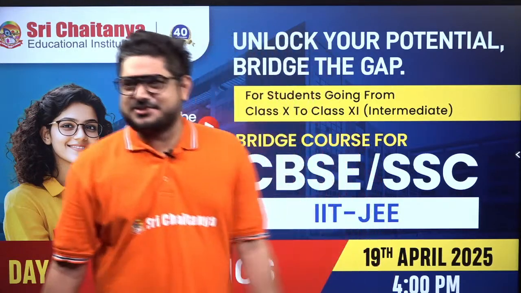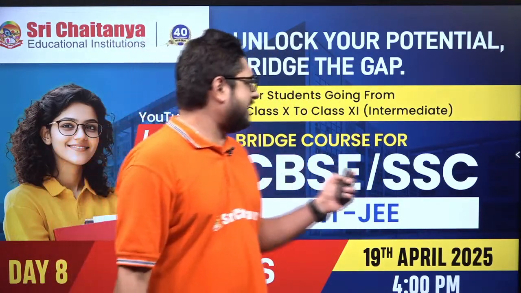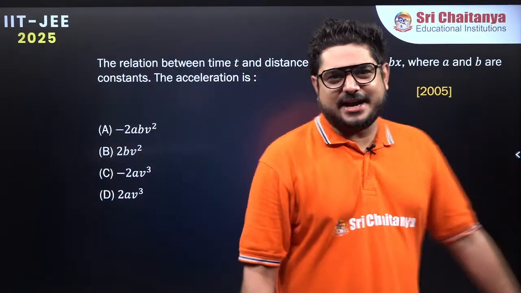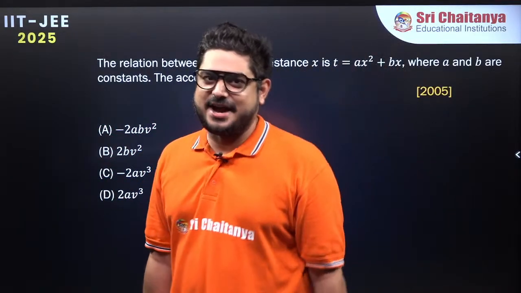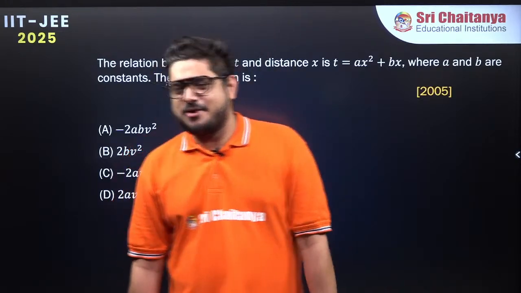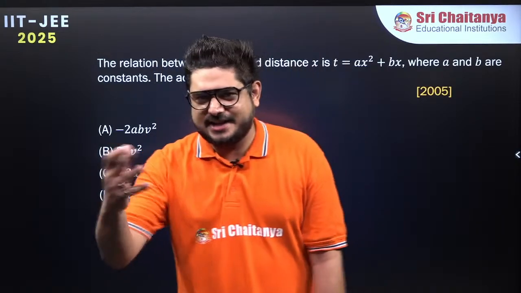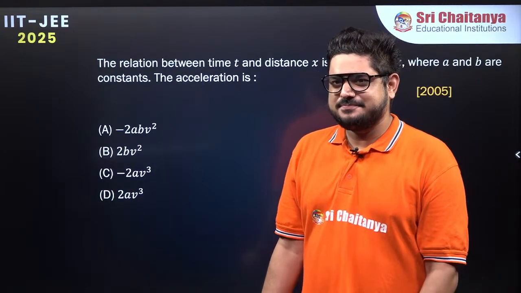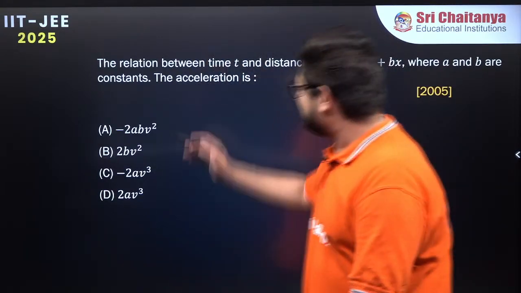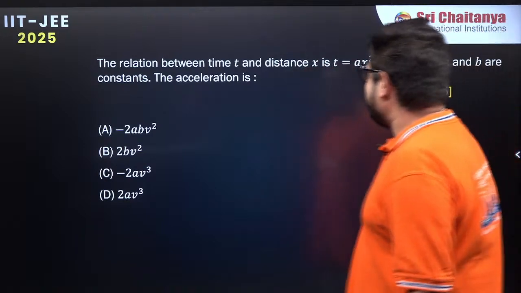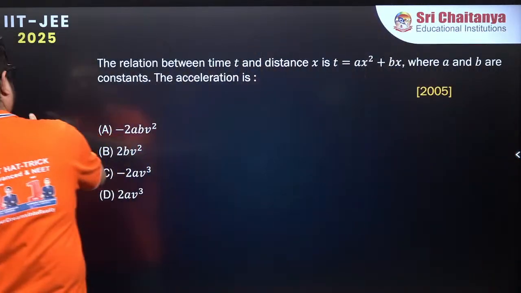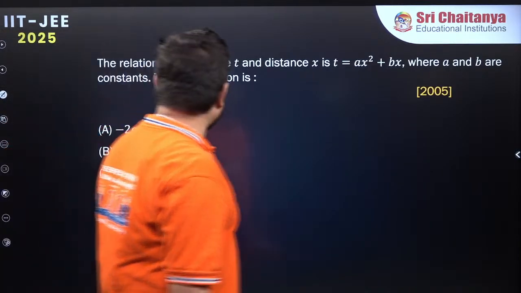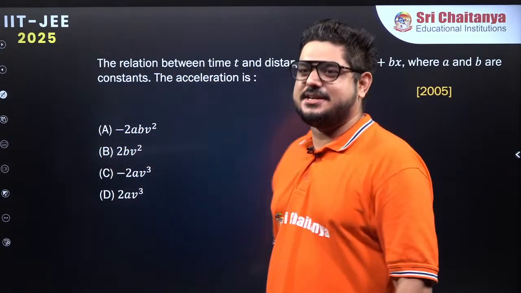Okay, fine. So let's get started everyone with today's first problem. This is a question of IIT JEE Advanced 2005. Let's see how many amongst you will be able to give the answer to this question perfectly. The relation between time t and distance x is t is equal to ax square plus bx, where a and b are constants. What we need to find out is the acceleration.